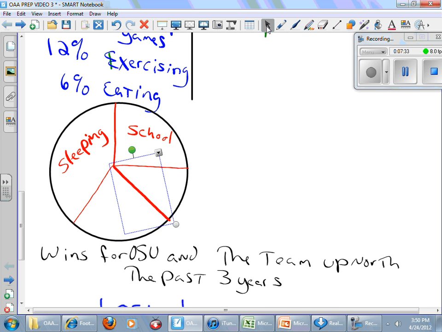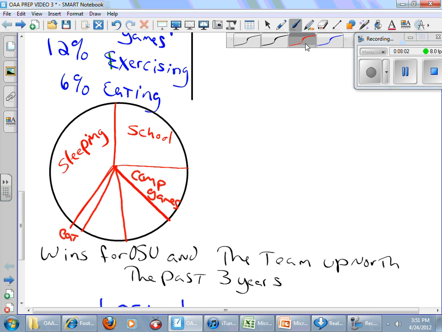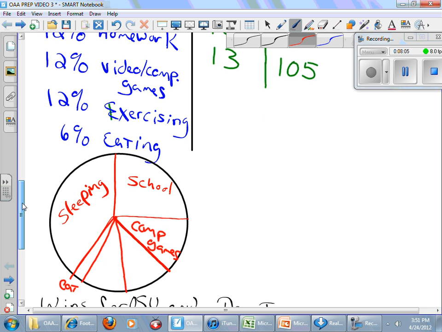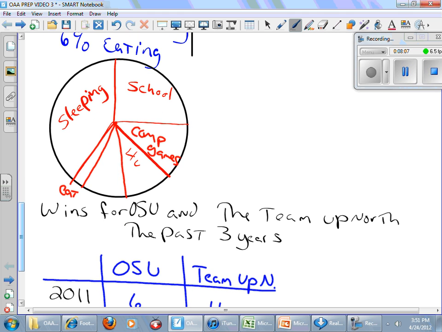Okay, and then when I do it, I'm going to try to do them all the same size. And so that little sliver there at the end is going to be the eating, right? This could be computer games, right? See how I'm breaking them up into approximately equal sizes. What do I have? Homework, and then exercising.